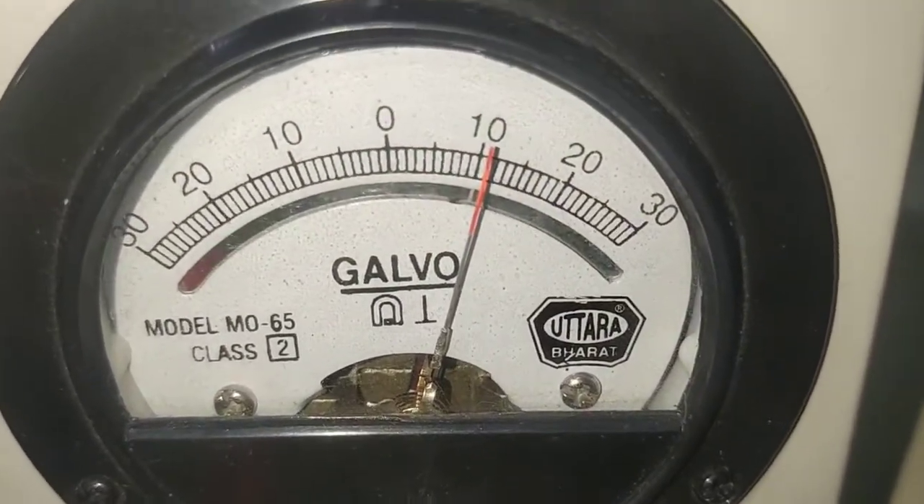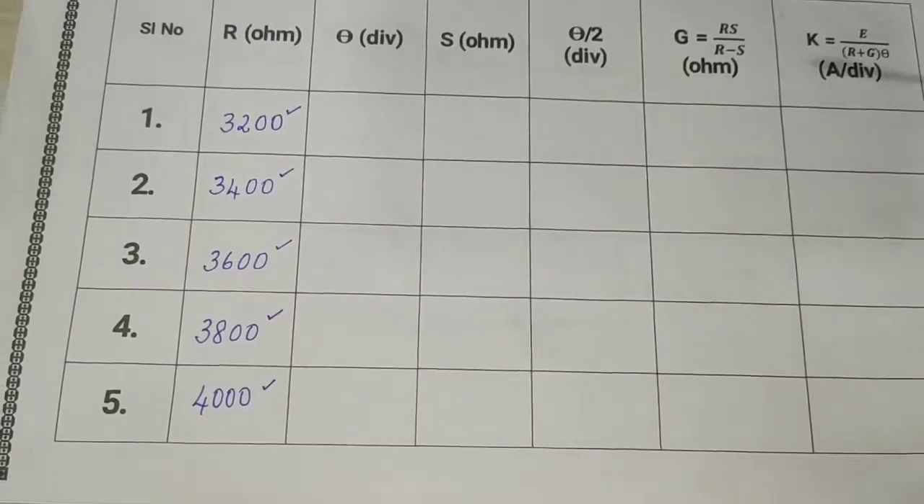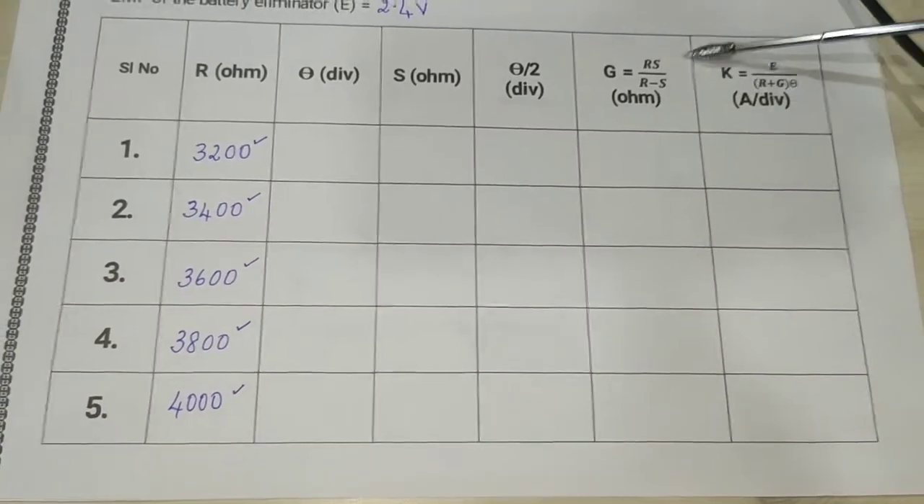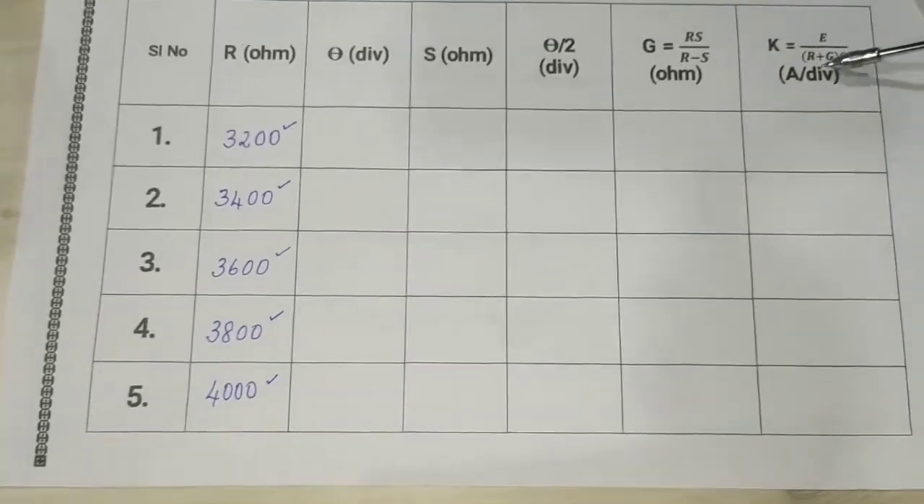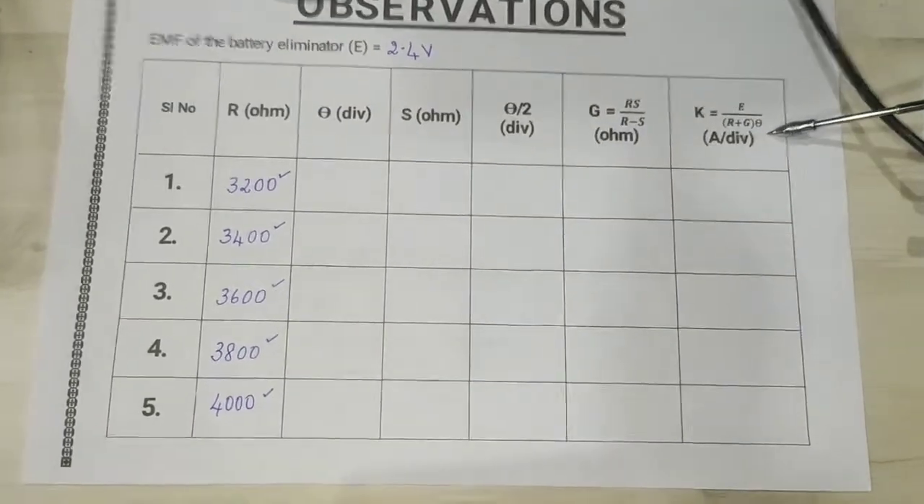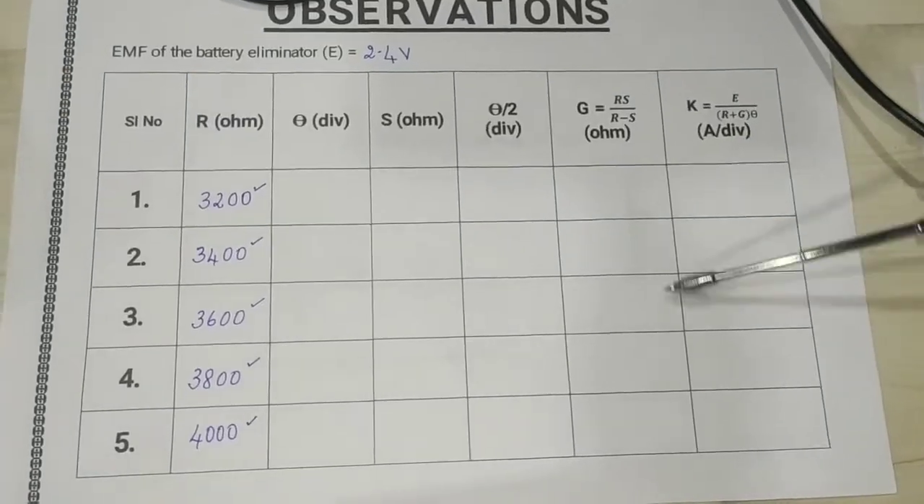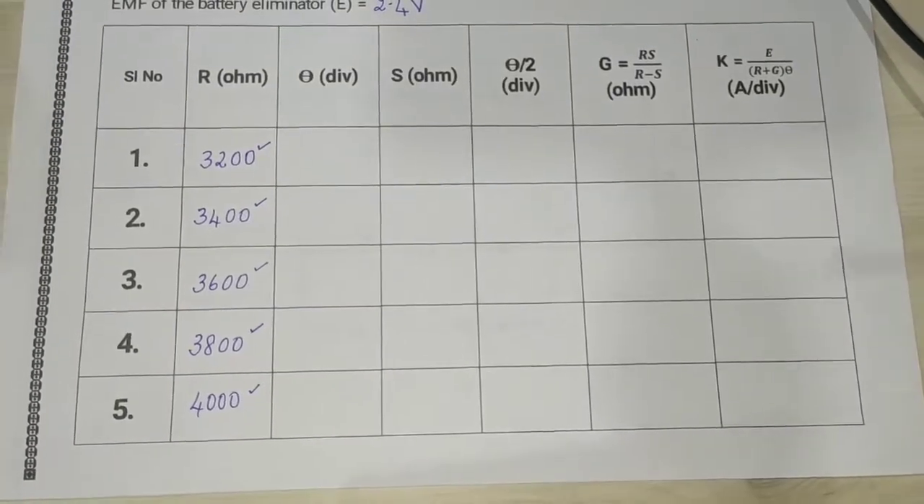With this we have completed all the 5 trials. Now the remaining columns, these are all calculations. So take 5 minutes and fill in these columns.